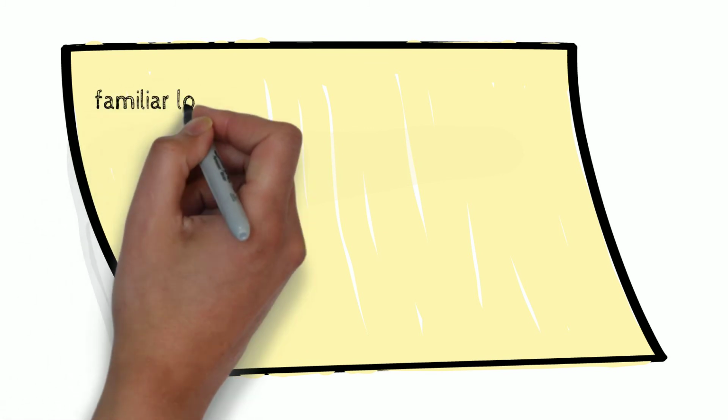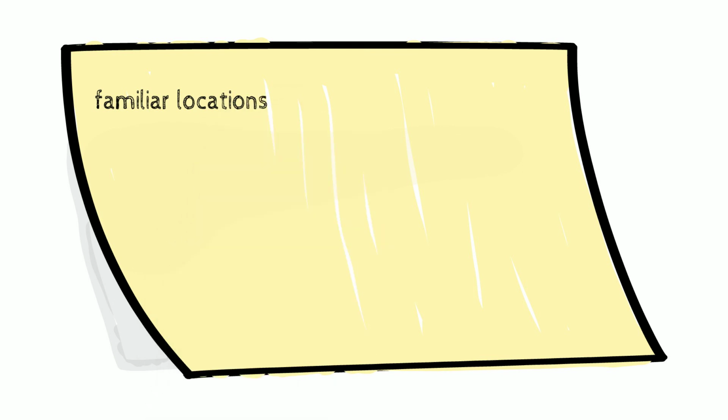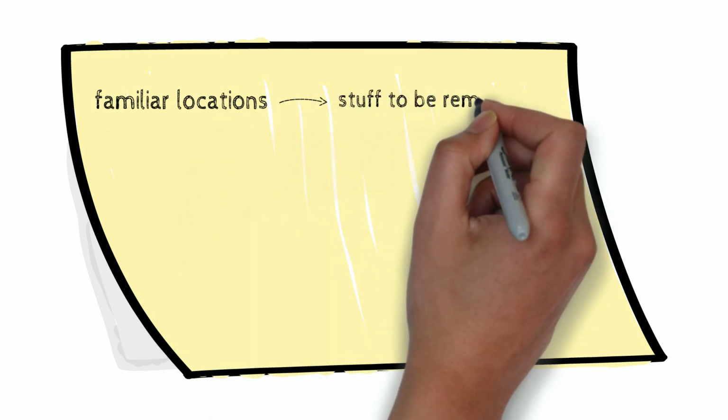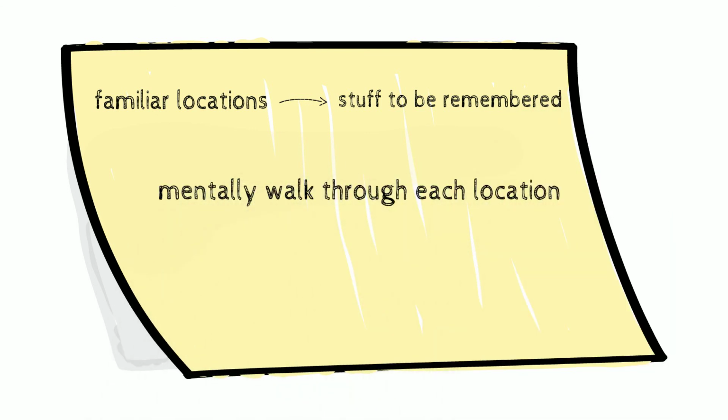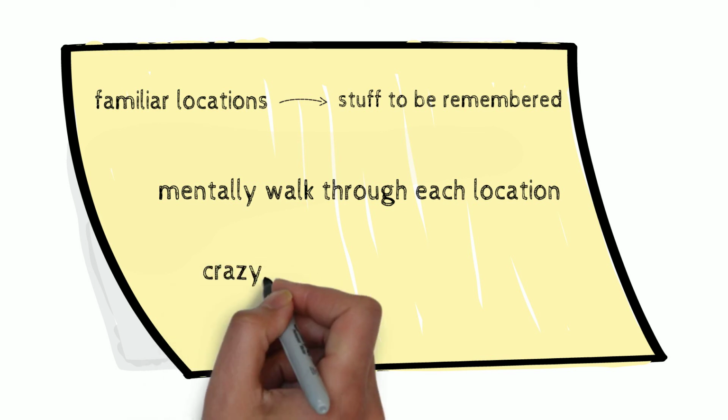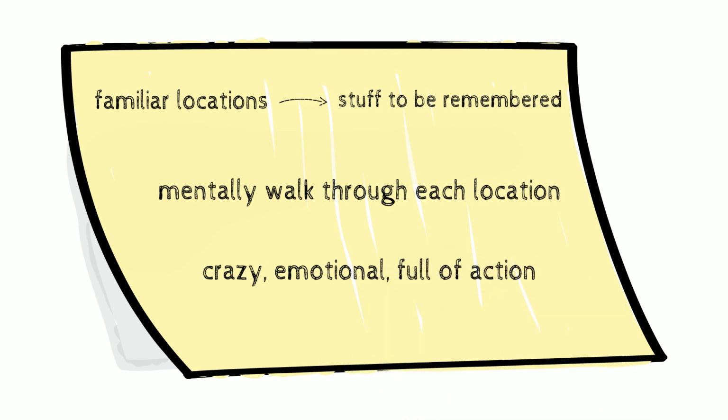So to sum up this video, the memory palace technique uses familiar locations as pegs to store the stuff you want to remember. You mentally walk through these locations, picking up the things you want to remember in a sequential manner. That's what we did with the 7 ingredients needed to prepare a grilled chicken marinade. Ensure to make your imaginations crazy, emotional, and full of action. That way, they become extremely vivid in your mind. And that's how the memory palace technique works.